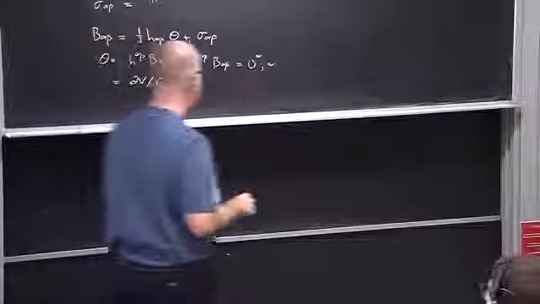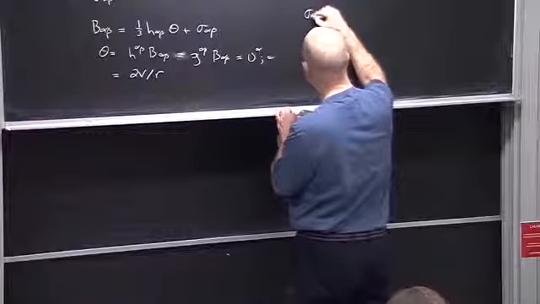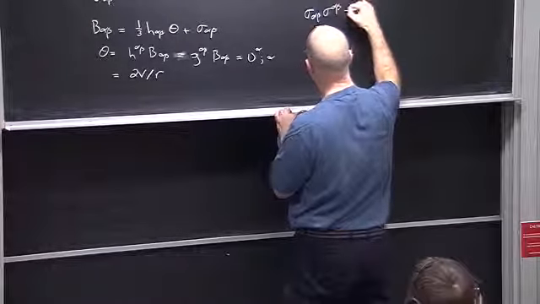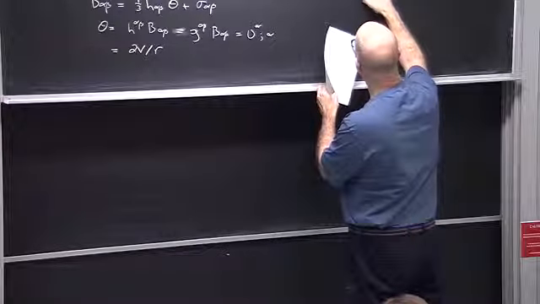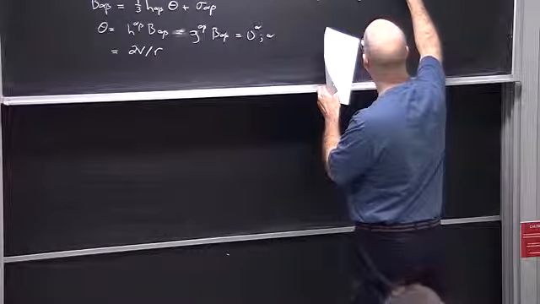The shear tensor is complicated, but the square of the shear tensor is just a scalar function. So that's actually pretty simple. You'll take my word for it. It's 2/3 v squared over r squared.